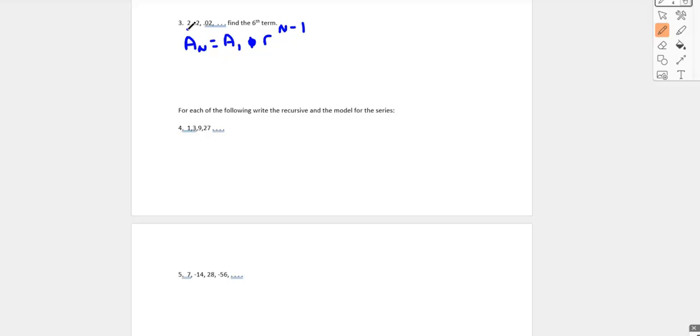Okay, so in order to do this, I'm going to have to figure out what term we're looking for. The sixth term. And then what's my first term? Two. 2, excellent. Times what am I multiplying by each time to find the next term? 0.1. How did we get a 0.1 if we didn't know?